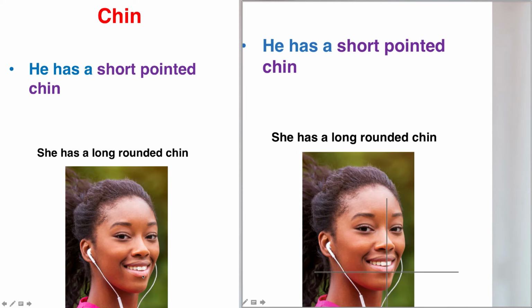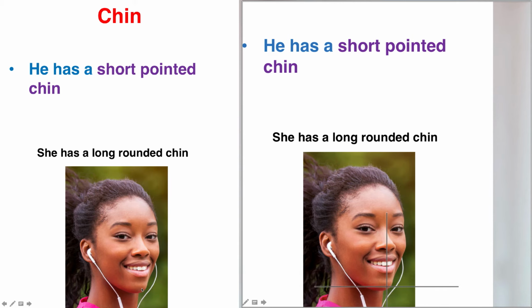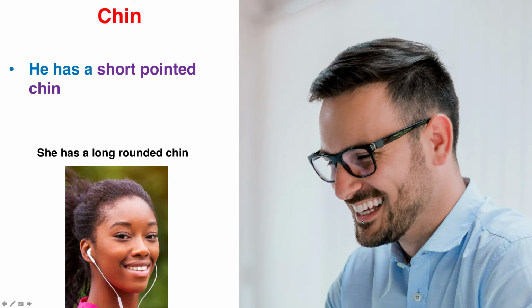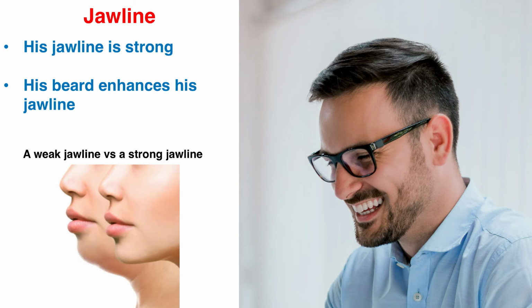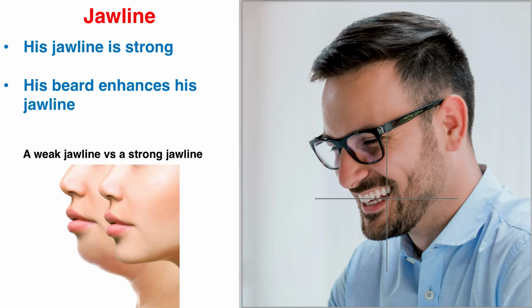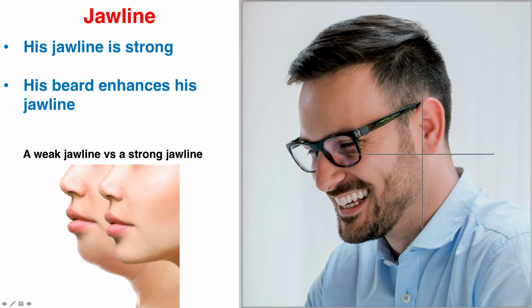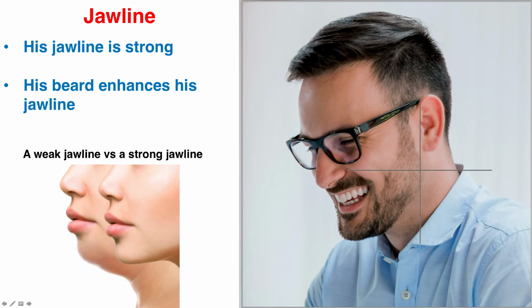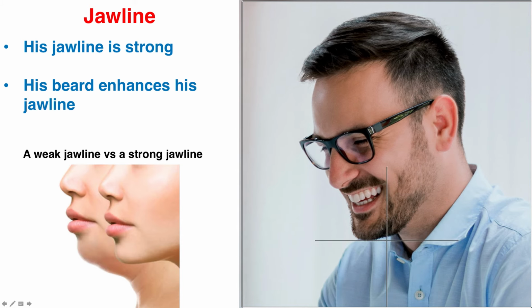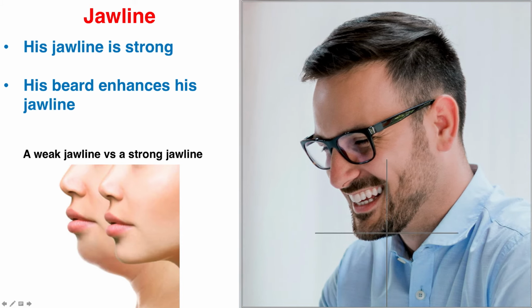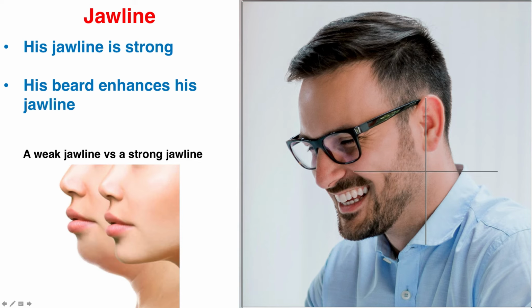So here's the lower lip. Here's a big space right here. Here's her chin. Her chin is long versus his chin, which is a little bit shorter. Did you say anything about his jawline? So I would say his jawline is strong, but his beard enhances his jawline or his neckline. So his jawline starts right here where his ear is, follows his jawbone all the way to the tip of his chin here. And so his jawline looks pretty strong.